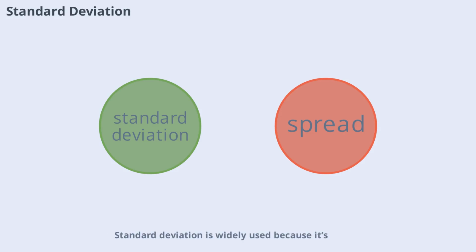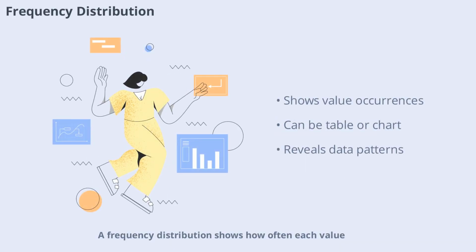Standard deviation is widely used because it's in the same units as the original data, making it easier to interpret. Frequency distribution shows how often each value or range of values occurs in a dataset. It can be displayed as a table, chart, or graph. Frequency distributions help us see patterns, such as which values are most common or how data is spread out. They're a fundamental tool for summarizing and visualizing data.